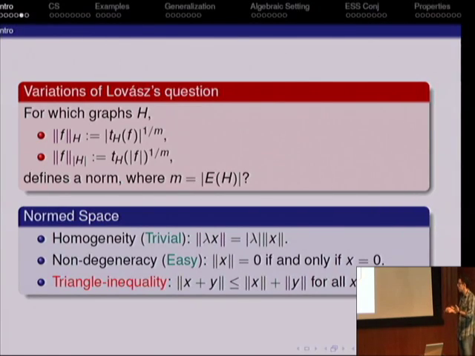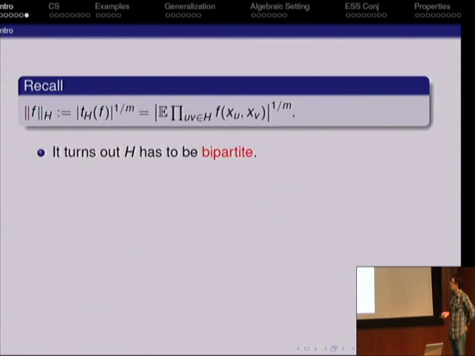So basically, we want to understand for which graphs H this function that we defined here satisfies the triangle inequality. And I'm using this notation, by the way, regardless of whether this is a norm or not. So it's a bit of abuse of notation, but I think it's OK, hopefully. So let's go back and look at the formula of this.